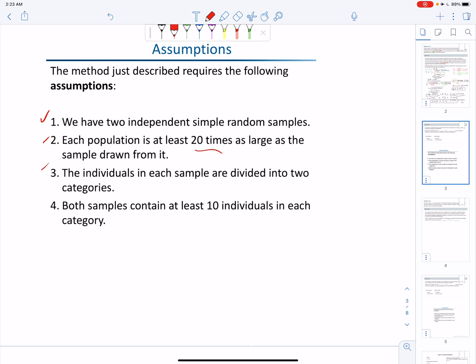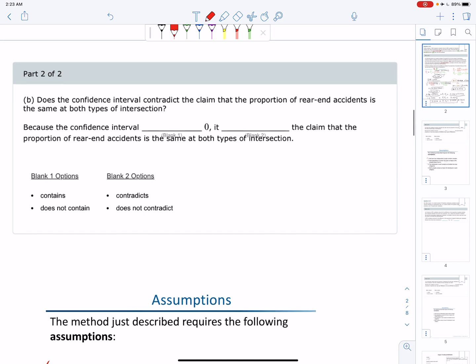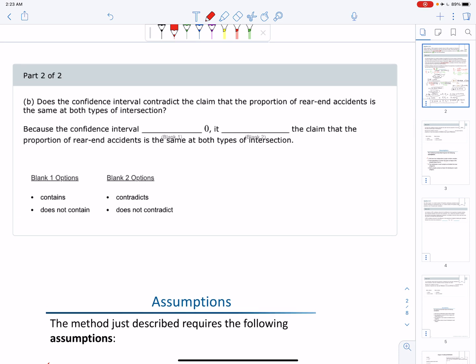And then both samples contain at least 10 individuals in each category. And yeah, there was at least 10. There were a lot more than 10 on this particular sample. Okay, so now, second part. Does the confidence interval contradict the claim that the proportion of rear end accidents is the same at both types of intersections? Now, I want to do a little note here.